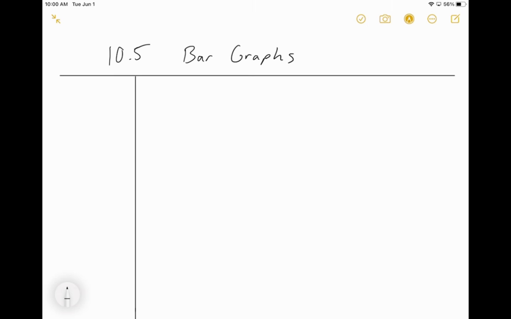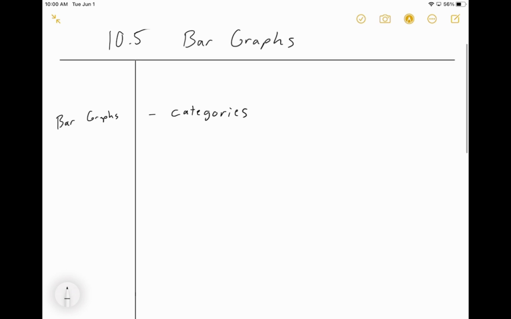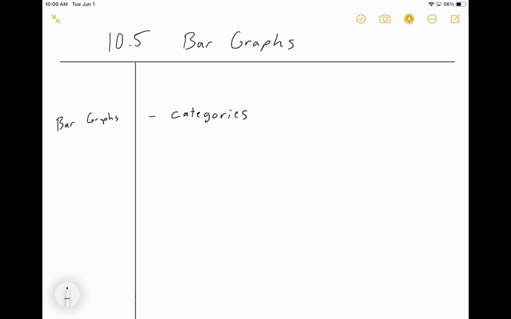All right, so bar graphs are great for showing this. Okay, so we're looking at 10.5, continuing on, which is all about graphs. So today we're going to focus on bar graphs, and bar graphs are great for showing categories. Bar graphs are great for showing off different categories of things, right?